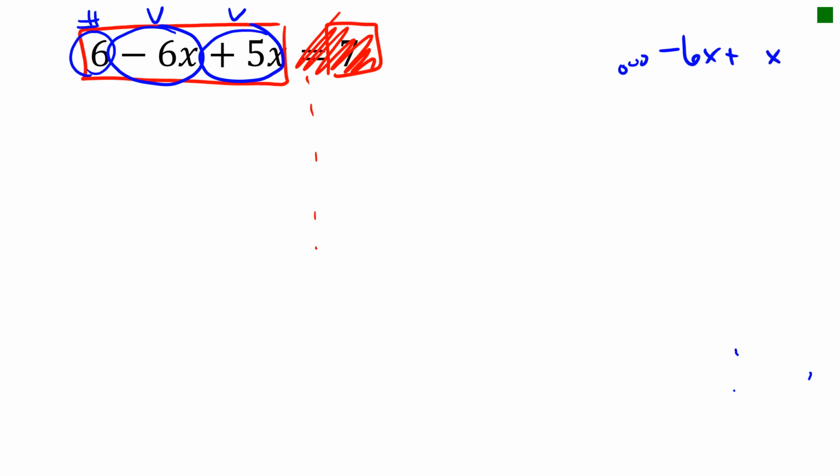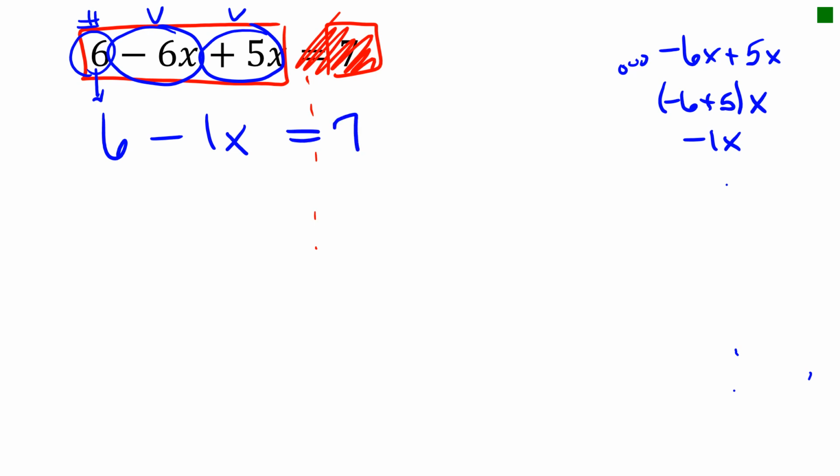What happened to my 5? Okay, there it is. So I'm taking negative 6 plus 5, and what am I combining? X's. Negative 6 plus 5 is negative 1, and what do I have? X's. So I have the 6, remember little brother, just bring him down. Negative 6x plus 5x combined to be negative 1x, and then I have to bring back that equals 7.